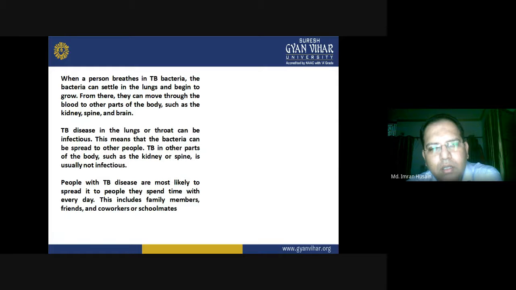And TB disease in the lungs or throat can be infectious. This means that the bacteria can spread to other people from a single individual. TB in other parts of the body is not as harmful as compared to the lungs. So people who are suffering with TB are more likely to spread it to the individuals who remain in their close contact.